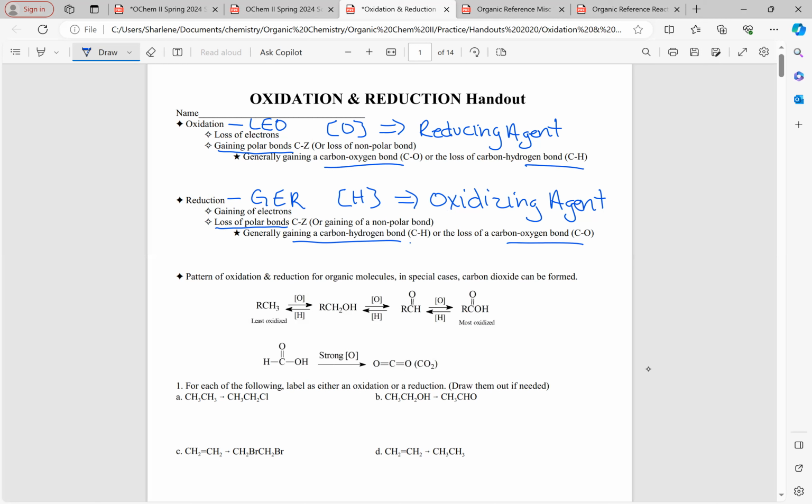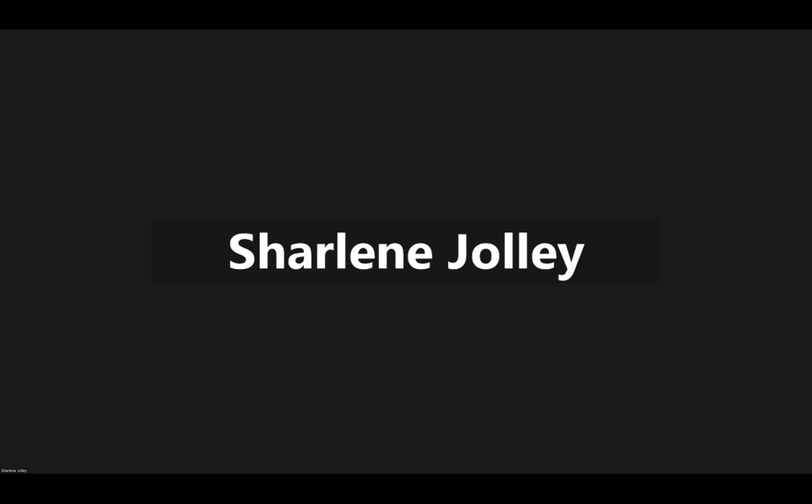The key is we're going to start using the terms reducing agent and oxidizing agent a lot, and it is the opposite of what's really happening to that species. All right, let's take a look at the pattern for the oxidation and reduction in organic molecules. Here I have written the oxidation all the way from an alkane to a carboxylic acid. And I'm going to go over to the other page so that we can see it in larger form. And then down here, there's a special case that I will talk about. All right, so I'm going to leave this one and I'm going to go into my whiteboard.